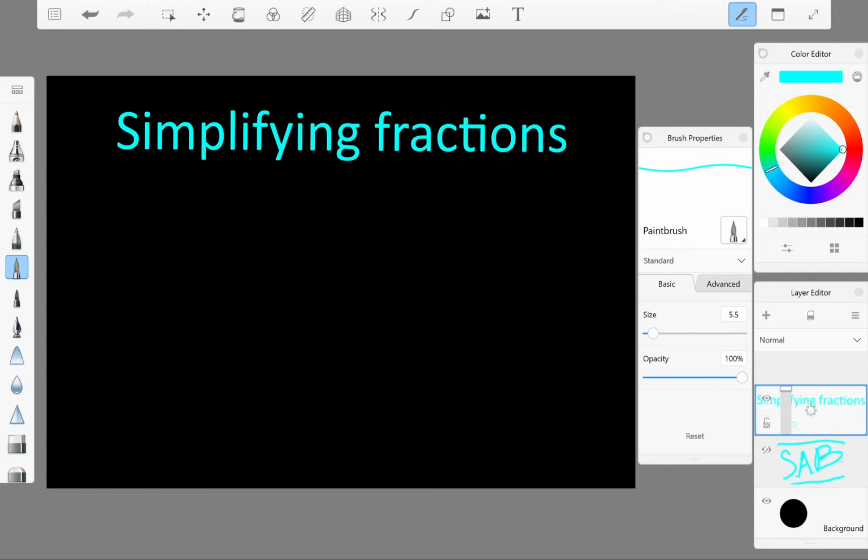Okay. Simplifying fractions. So to simplify a fraction, let's say we have 21/7. Okay? So you have to find a number that is divisible by both of them. And the largest number we can see here is 7. So divide by 7. You divide both of the numbers by 7. So this becomes 1. That becomes 3. Your answer is 3. That's how you simplify that fraction.